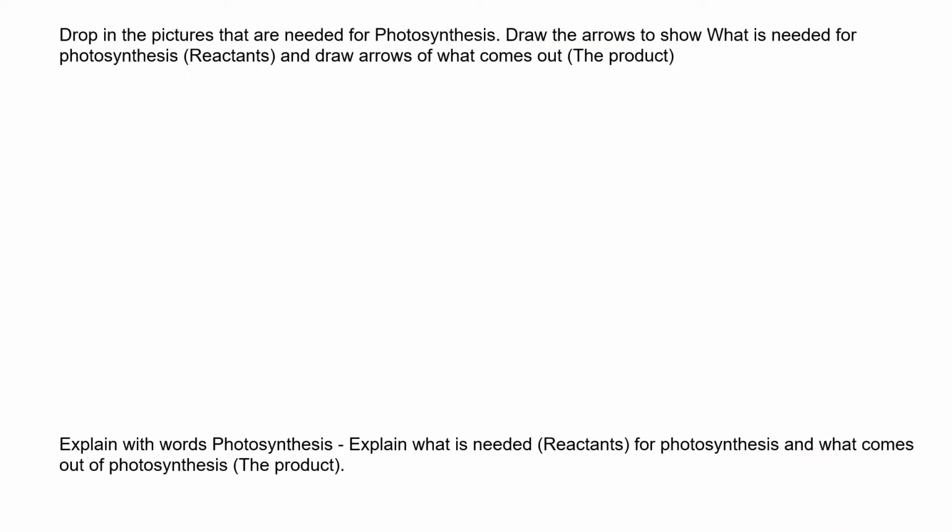Slide number 3 says, drop in the pictures that are needed for photosynthesis. Draw the arrows to show what is needed for photosynthesis, the reactants, and draw arrows for what comes out, the product. Explain with words photosynthesis: what is needed, the reactants, and what comes out, the product.